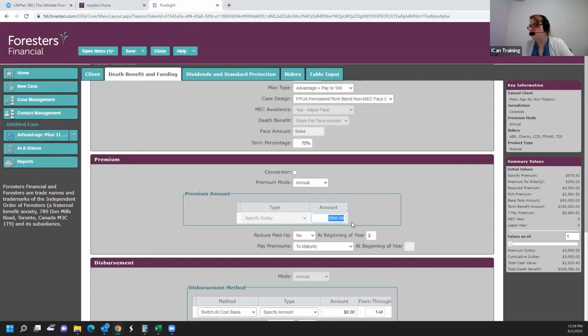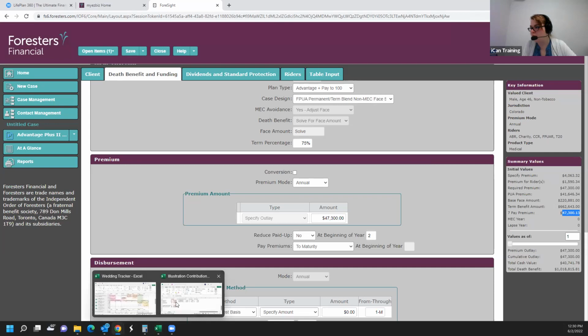So that being said, we said that our annual contribution was $47,300. It really didn't change a whole lot, because if all we've done is change our payment from monthly to annually, our 7-pay premium is still $47,300. So if this person gets a raise or they have some extra money floating around, there's nothing they can do with it. They would need to start a brand new bank. But where did my spreadsheet go?